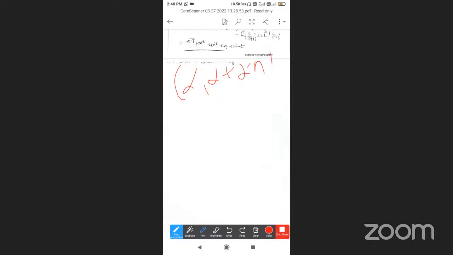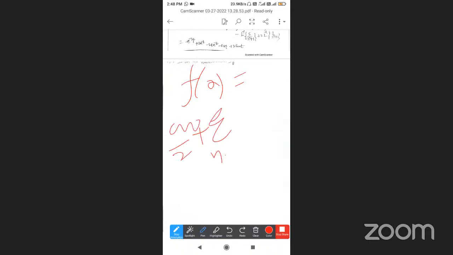Suppose f of x is represented by a trigonometric series. Then f of x is equal to a naught by 2 plus summation of n equals 1 to infinity of an cos nx plus bn sin nx. This is equation 1.